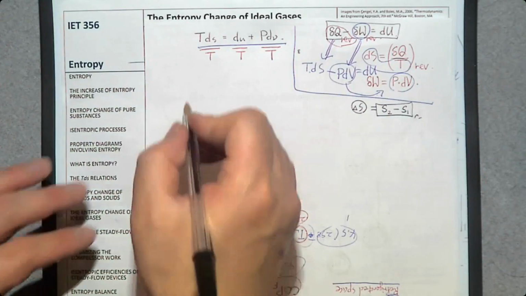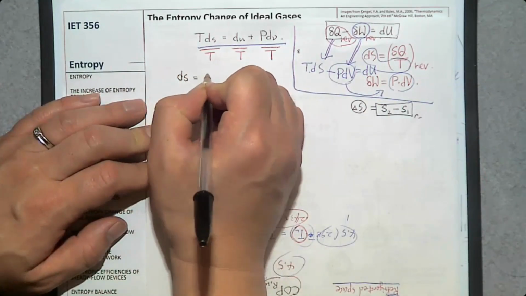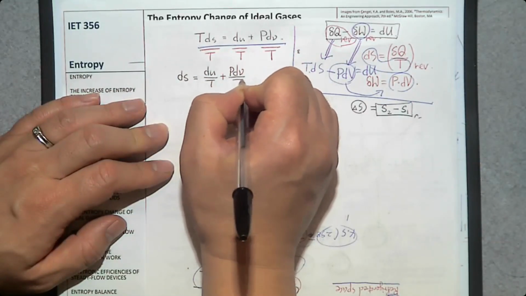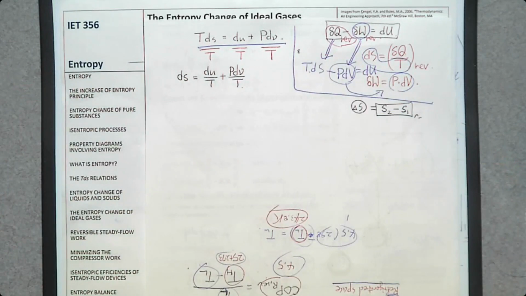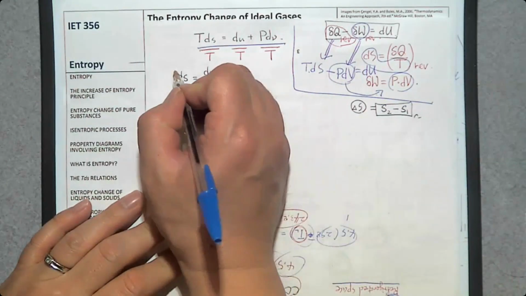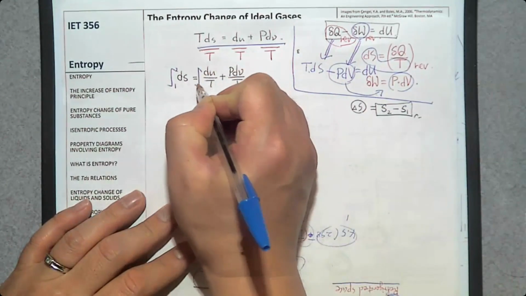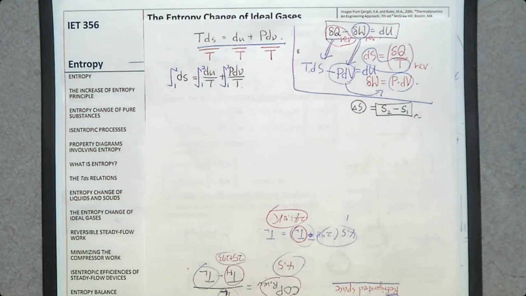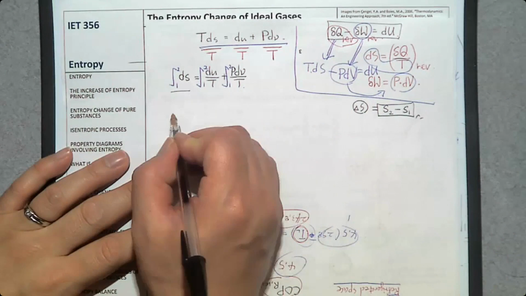Then what do we get? dS is going to be du over T plus PdV over T. Now, if you integrate this dS from the initial state 1 to its final state 2, you get S2 minus S1. Okay, sounds simple, so let's do that. I'm going to integrate this one from 1 to 2, this one from 1 to 2, and this one from 1 to 2. So, can you integrate dS? Yes. The solution is going to be simple.